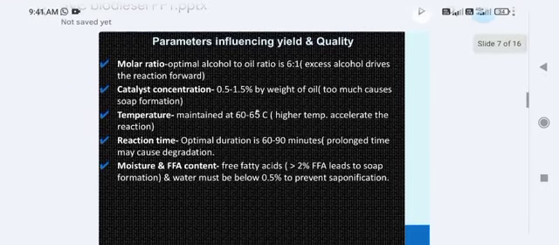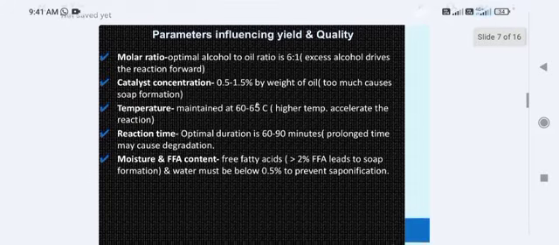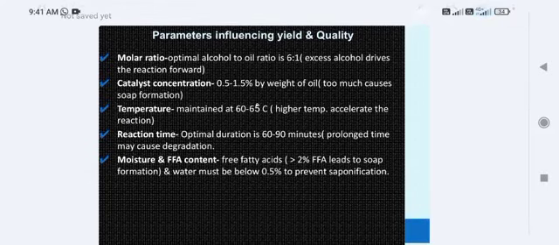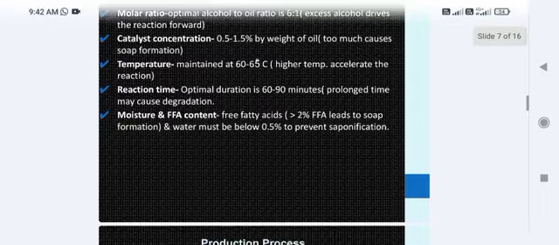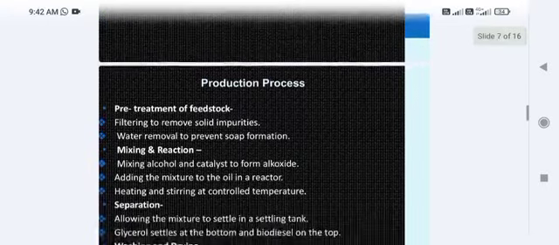Another very important parameter is free fatty acid content. If you don't know the content of free fatty acid in the feedstock, then you are not able to choose the optimum catalyst, that is alkaline or acidic. That's why, when we know the nature of the feedstock, then according to the nature of the feedstock we select the catalyst, that is alkaline, acidic, or enzymatic. Now we move on to the production process.